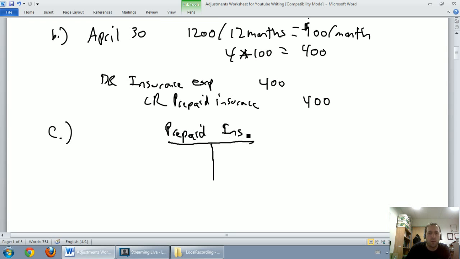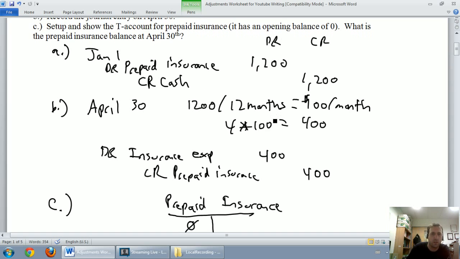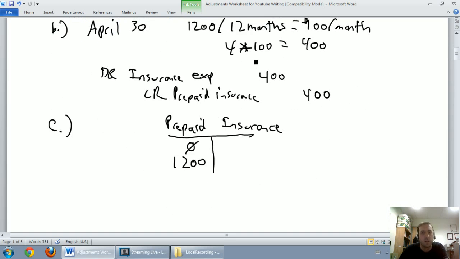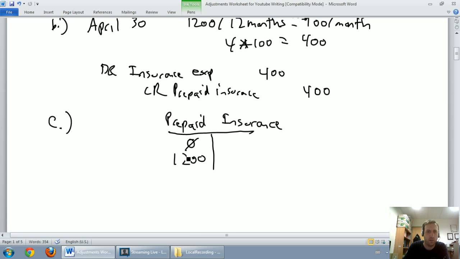So here's a T account for prepaid insurance. Again, a T account is just a T with the name of the account on top. It said it started with a 0 balance, so 0, I put it on the debit side because prepaid insurance is an asset. Assets take a debit balance. I've debited the prepaid insurance account for $1,200, and I did that in the first journal entry. You can see prepaid insurance, debit $1,200. So debits go on the left, credits go on the right, just like our journal entries. So there's a debit of $1,200, then a credit of $400 to prepaid insurance on my April 30th transaction.